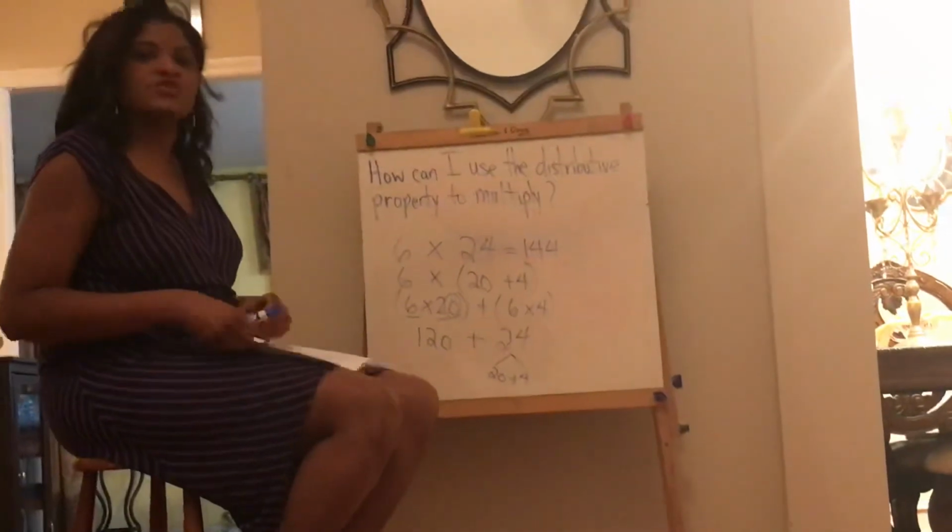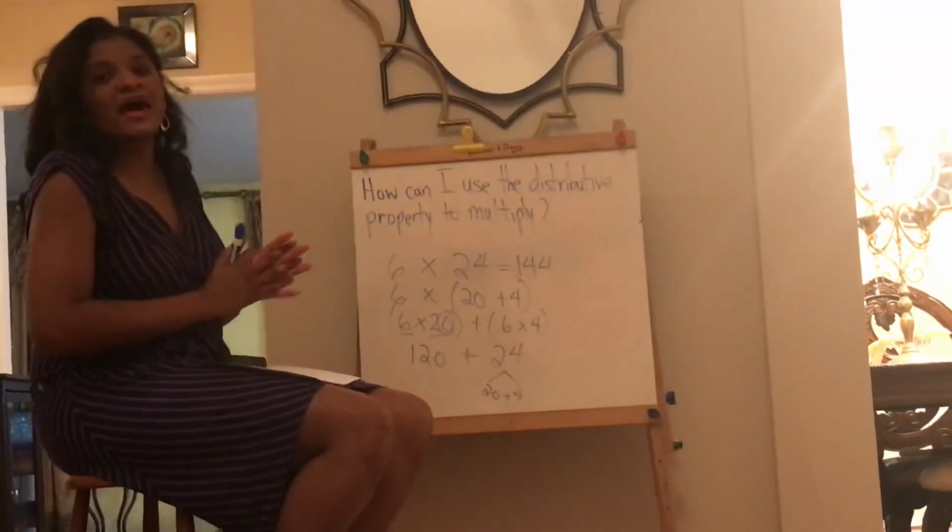So today we used the distributive property to help us multiply large numbers.